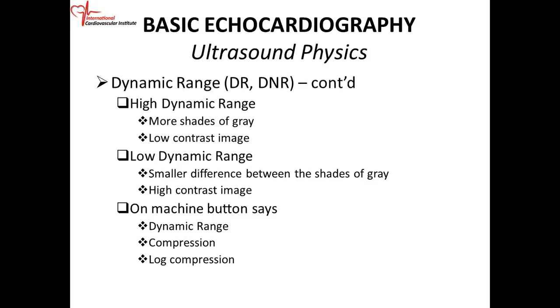On the machine, you're going to see a button for dynamic range. It might say compression or log compression. Those of you who have an older machine, it's going to say compression. It means the same thing: different shades of gray, and you can vary that from the darker gray to the lighter gray. That gives you the contrast and improves your image.